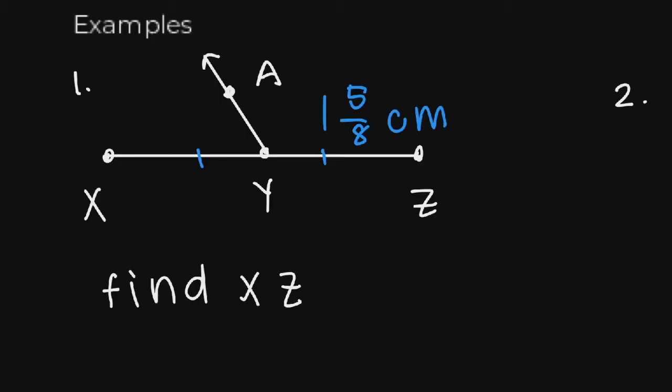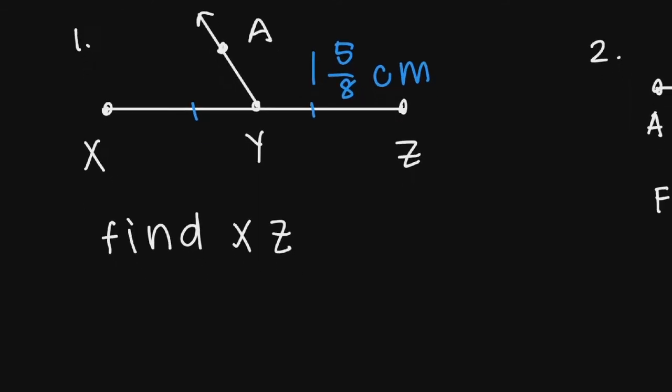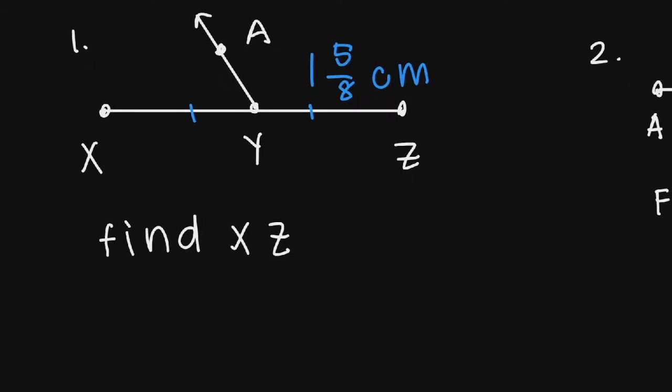We have the line segment XZ, and YA is a ray that is a segment bisector. So that means Y is the midpoint of XZ. So if we know that YZ equals 1 and 5/8, then to find XZ, we can either double that or add it to itself. So we know that this side is also 1 and 5/8 centimeters. So I'm just going to multiply by 2.